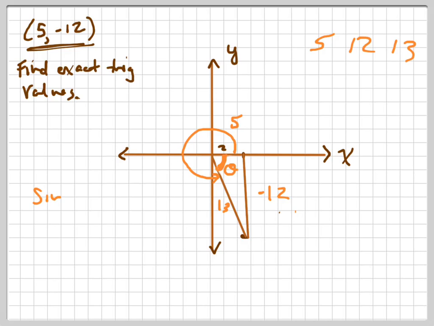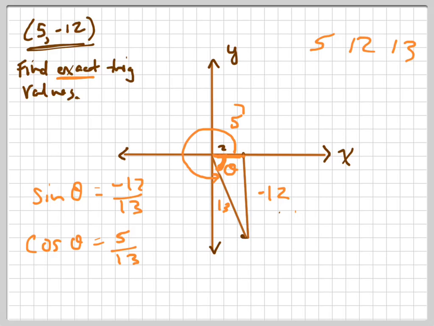trig functions. So sine of theta is the opposite over the hypotenuse, so negative 12 over 13. That's why they say exact trig functions, because you're using your fractions, the ratios. Cosine of that is the adjacent, which is 5. The adjacent to that angle is 5 over 13.